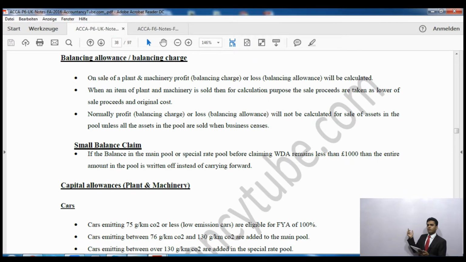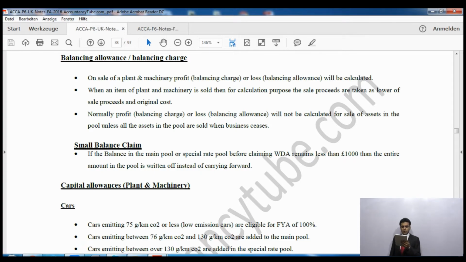When you see a balance of less than £1,000, the whole amount will be capital allowance, so we do not need to take 18% of that or 8% of that. That will only apply before charging any writing down allowance. Say, for example, at the start of the year the value was £900, then the whole £900 will be the capital allowance.